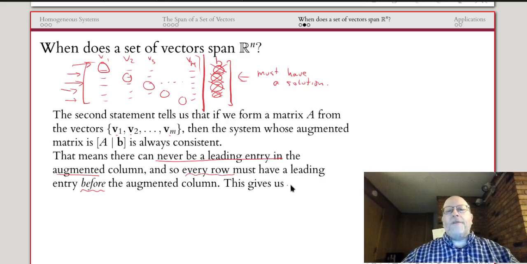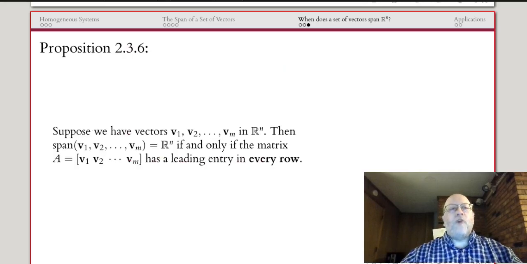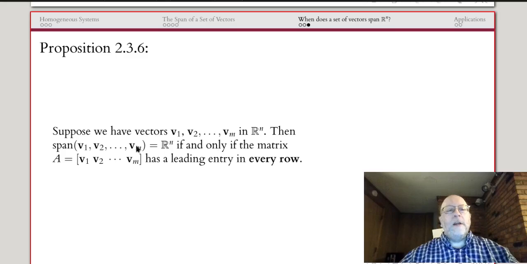And this gives us the theorem that's on the next slide. This is proposition 2.3.6 in the book. If we have a set of vectors and we want to test whether that set of vectors spans Rn, well, the span of these vectors is Rn if and only if the matrix has a leading entry in every row.